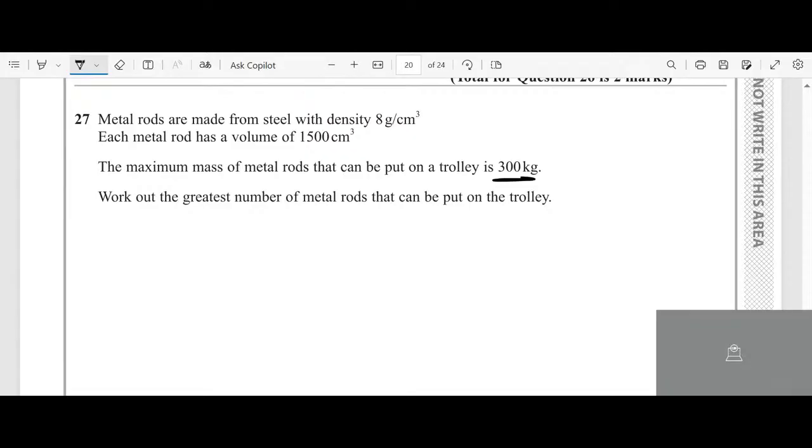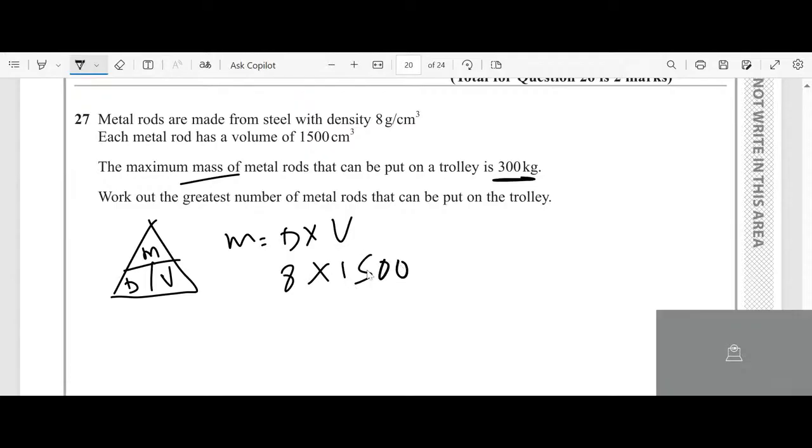So let us see. We have another formula here: density, mass, and volume. So they want the mass. So mass is equal to density times volume. So 8 times 1,500. Quickly on your calculator, you're supposed to be getting 12,800 grams.